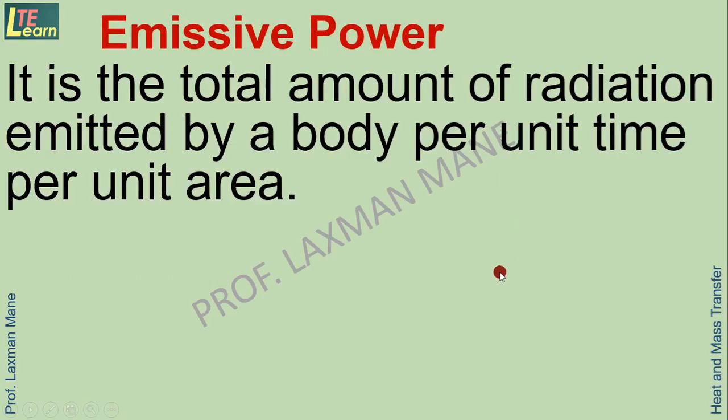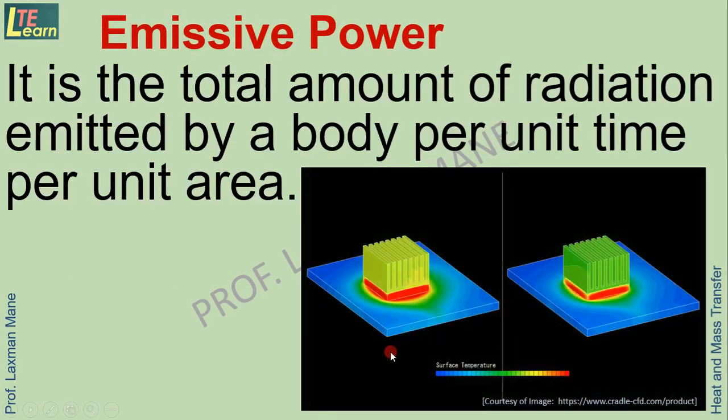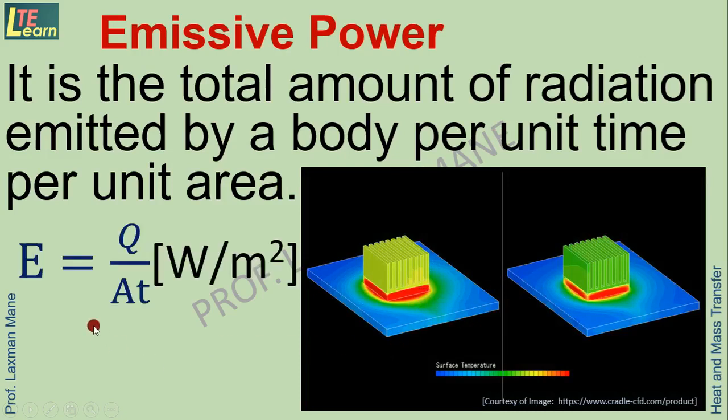Emissive power, it is the total amount of radiation emitted by a body per unit time per unit area. Mathematically it is written as E = Q/(A T). So E is the emissive power, Q is the heat or thermal energy in the form of radiation, heat transfer, A is the area in meter square and T is the time. So the unit of emissive power is watt per meter square.